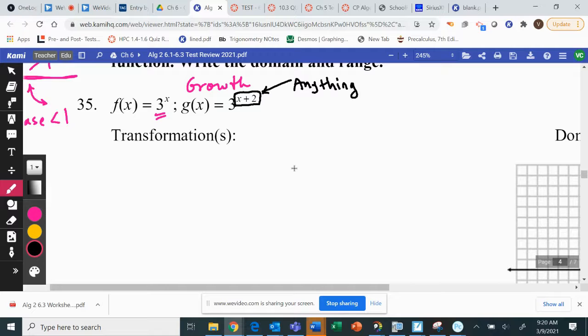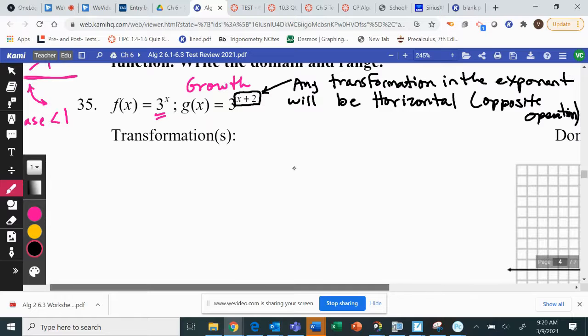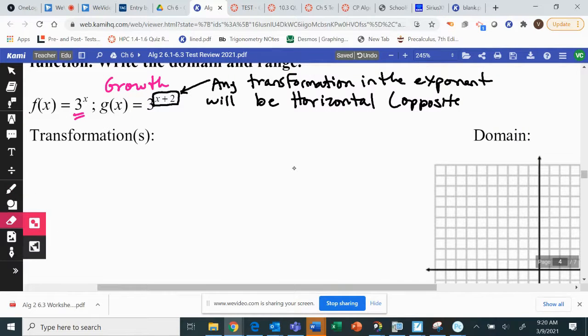So any transformation in the exponent will be horizontal, which means that we do the opposite operation. I ran out of space. Let me fix that word. If it's horizontal, we do the opposite operation.